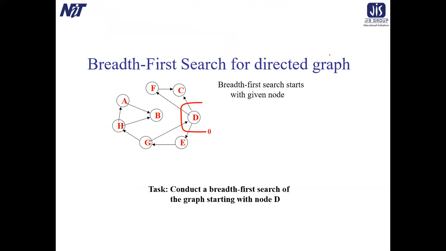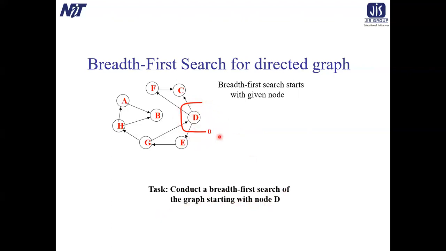So now take another example, and we have to describe the more details in breadth first search for a directed graph. Suppose this is a directed graph. Now we have to perform the breadth first search, which starts with a given node. So from any node you can start your breadth first search. Now conduct a breadth first search of the graph starting with node D.